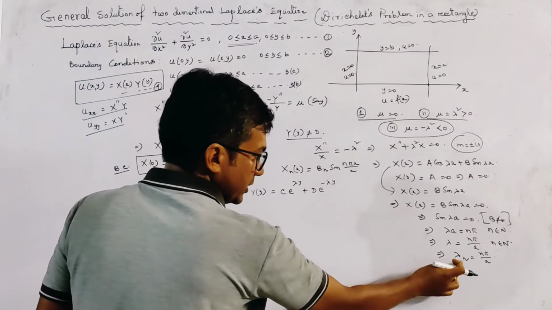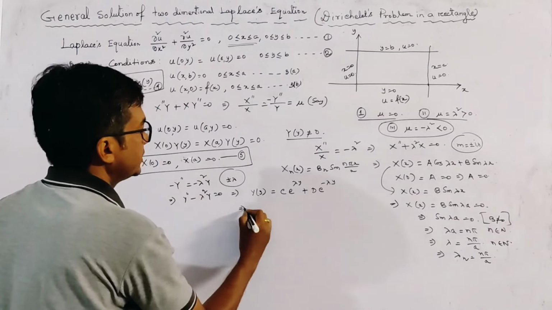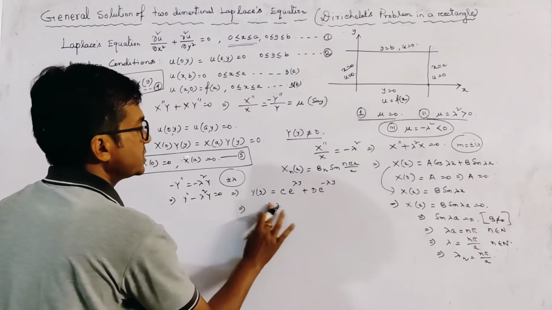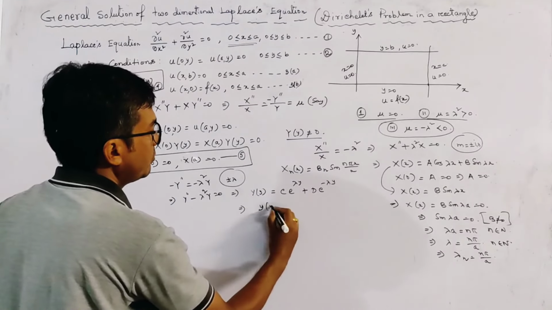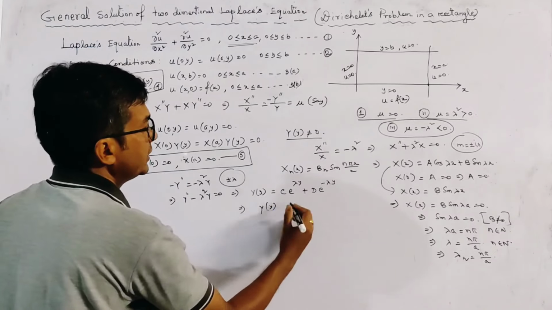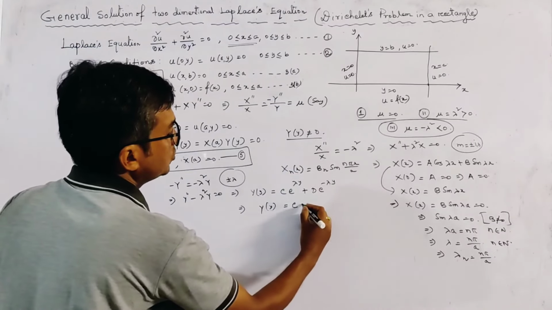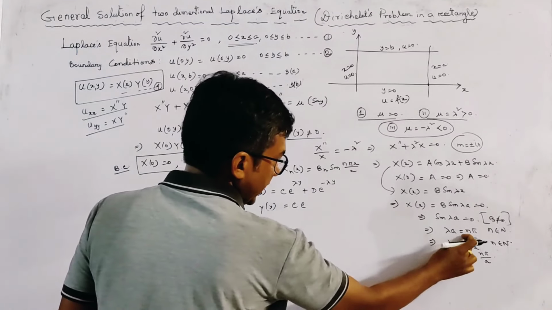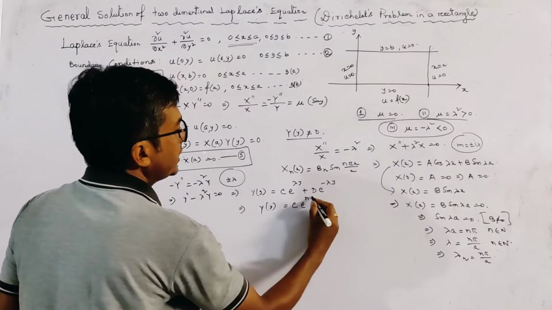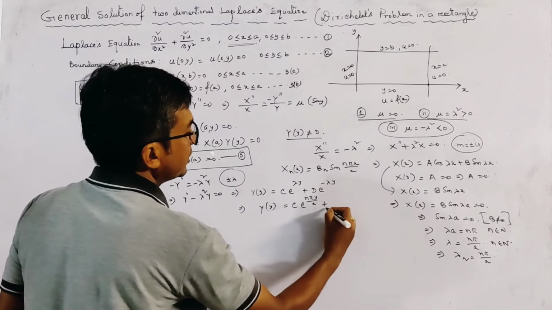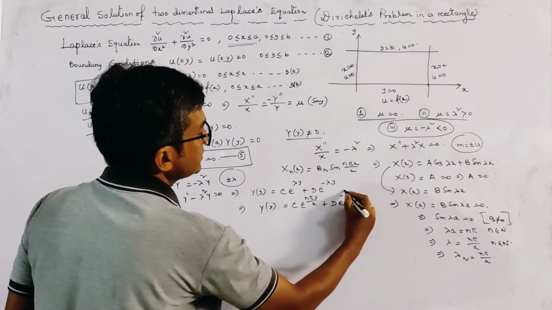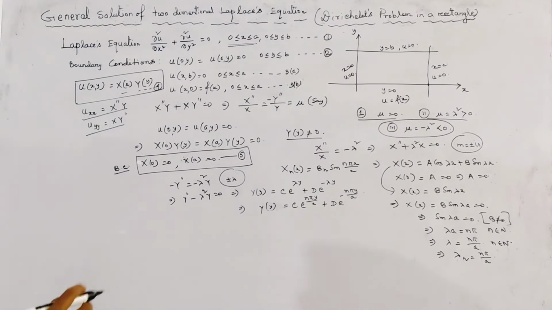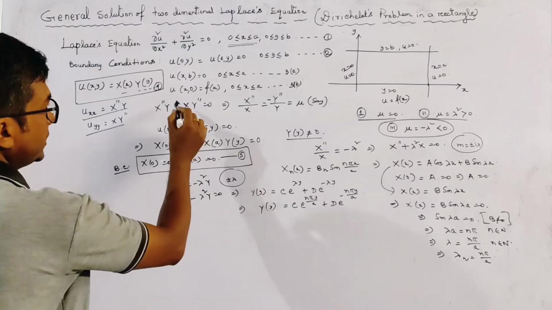Now putting the value of λ here, we first write Y(y) equal to C into e to the power, in place of λ we put nπ by a, so this is nπy by a, plus D into e to the power minus nπy by a. Now we use another condition from here.